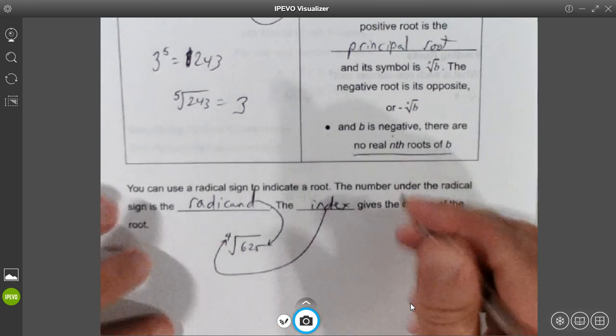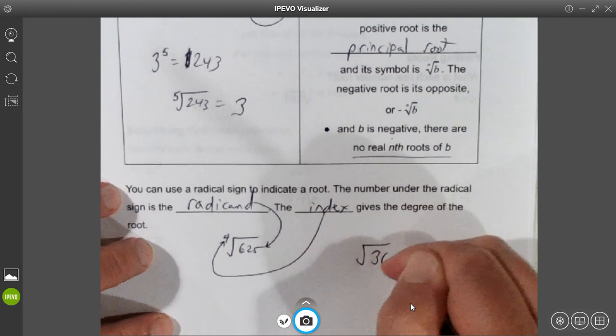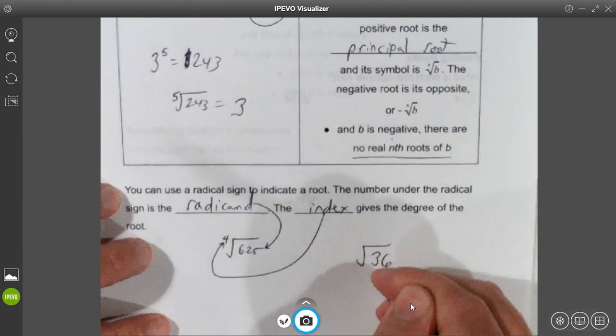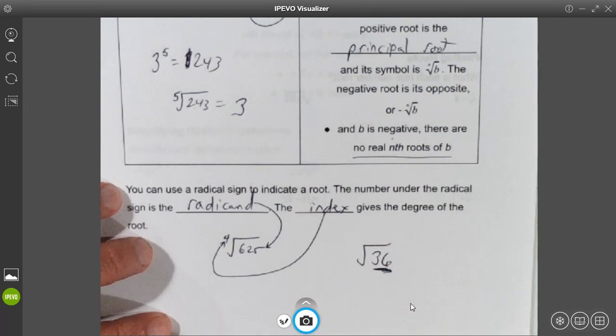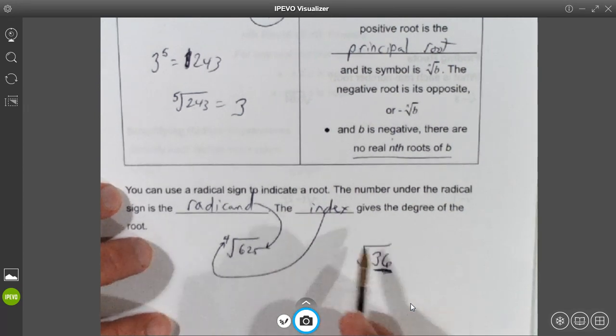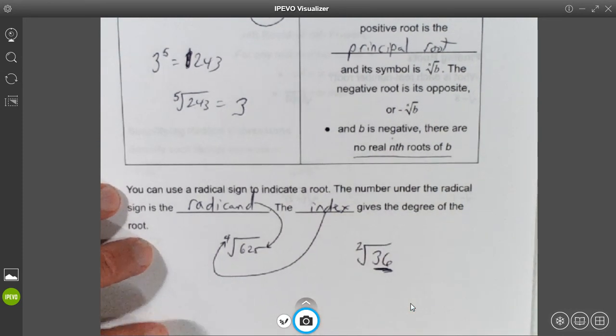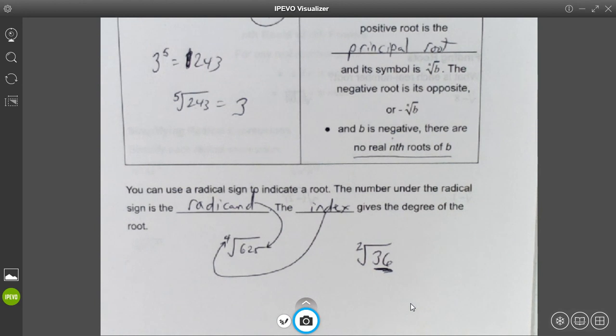Let's just talk about that. If I look at the square root of 36, this is the radicand. What's the index? Well, there's nothing there, but there's always an assumed index. If they don't write anything in, then there's an assumed 2, but we've never written that in.